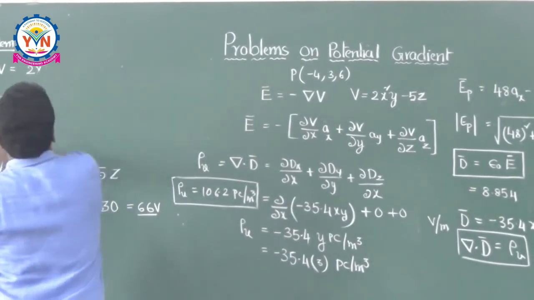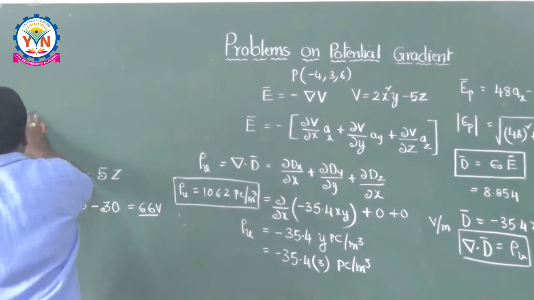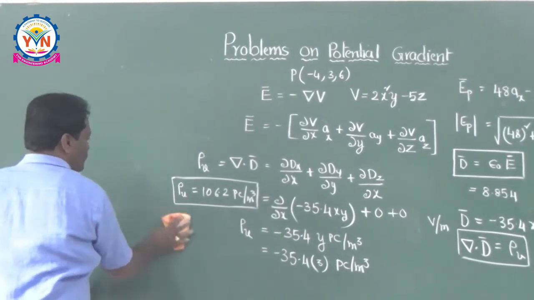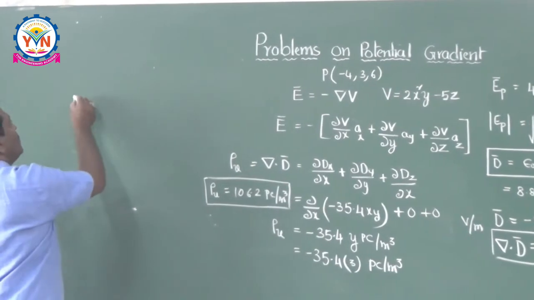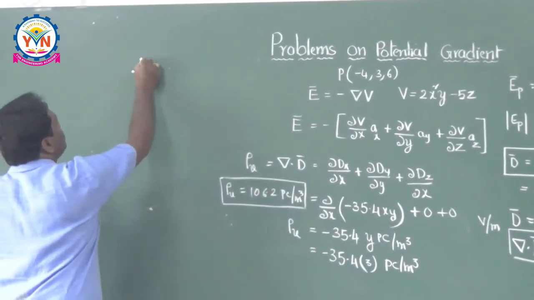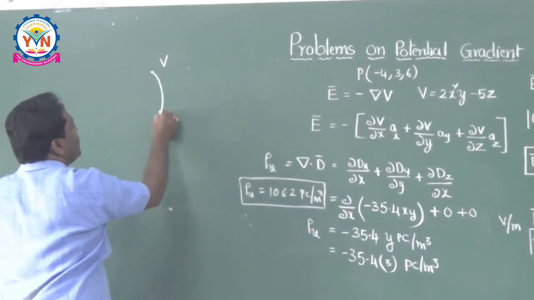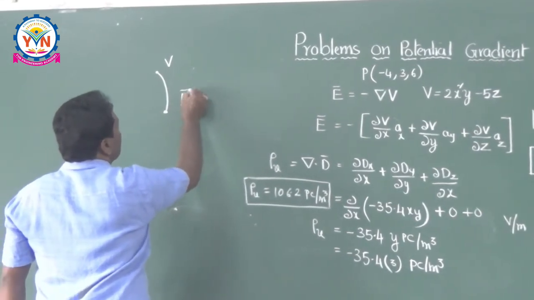If you know the potential V, you can happily calculate the other parameters in this problem. This problem is very, very easy. If you know V, you develop the electric field intensity E bar, where E bar is equal to minus del V.